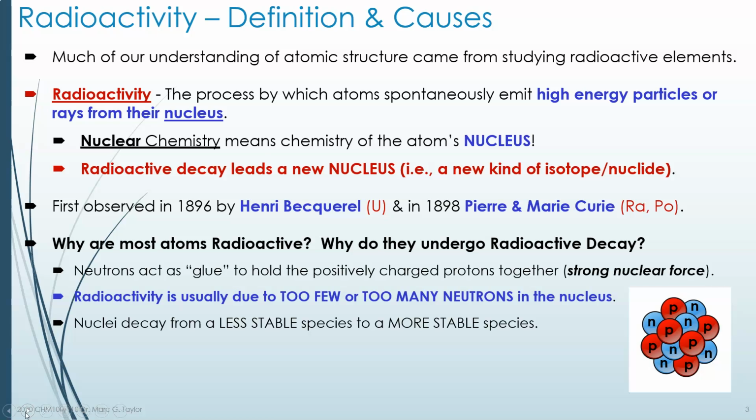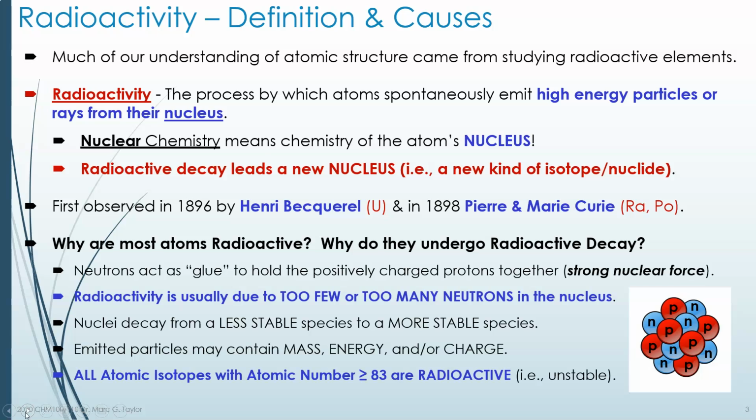And as a result, the nucleus will decay from some less stable species to some more stable species during this conversion, during this release of some type of radioactive particle or some type of nuclear conversion. So the emitted particles may have a mass. Some do, some don't. They all have a certain amount of energy, and some are just energy, like the gamma particle, which we'll talk about later, and some have charges. We have particles that are positively charged, particles that are negatively charged, and particles that have no charge at all.